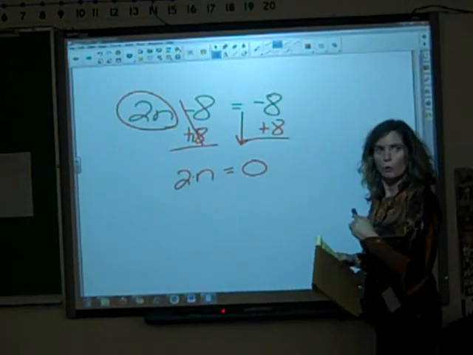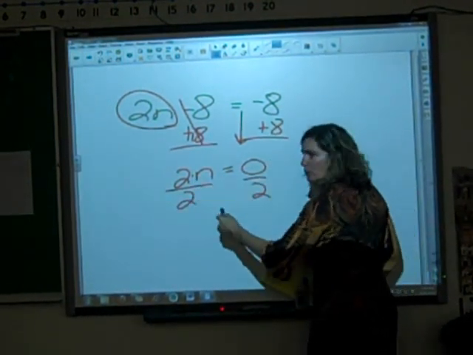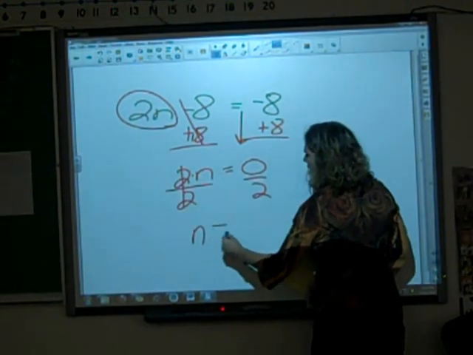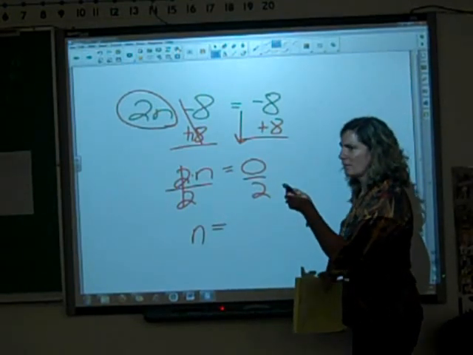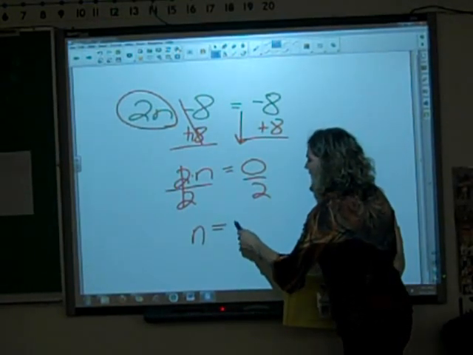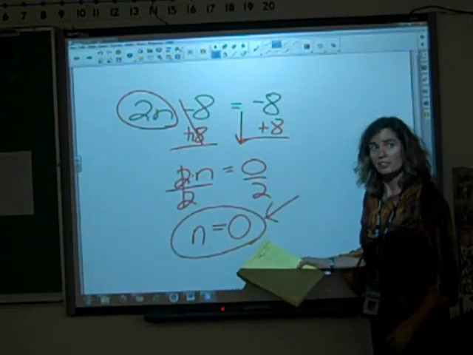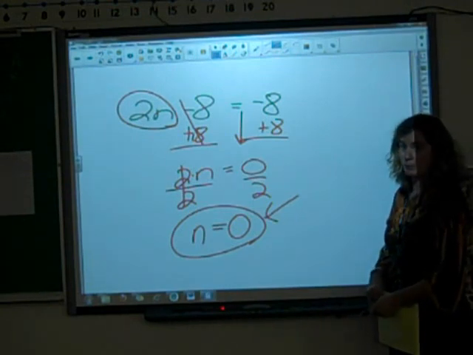How do I undo? Keep going. How do you undo multiplication? Divide both sides by that number with n. We get 2 divided by 2, which is 1. And what is 0 divided by 2? 2. Sure about that? Try that again. 0. Oh. Tricky, you can have 0 for an answer. 0 is a number, that can be an answer with a two-step problem.